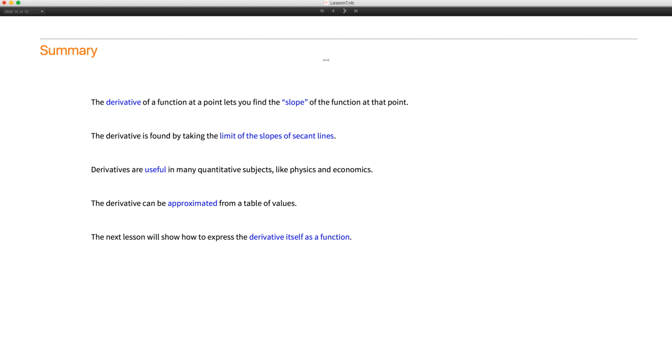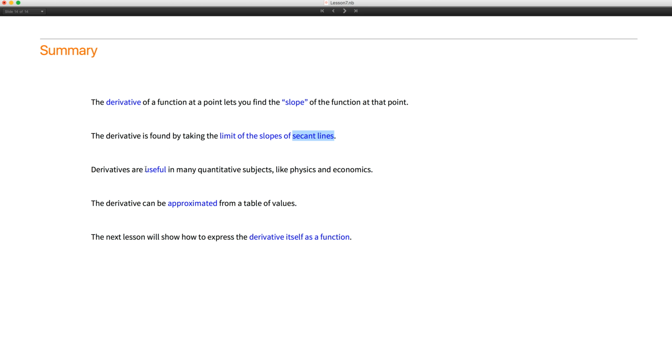Okay, so that brings me to the end of today's lesson, and the point is that the derivative of a function is simply the slope of a function at that point. You can think of this derivative as being the limit of the slopes of secant lines. So if you start with a secant line and take a limit, then you get the slope of the tangent line.